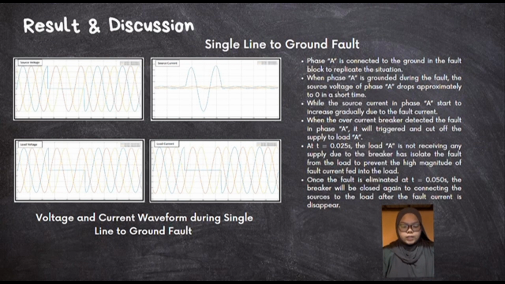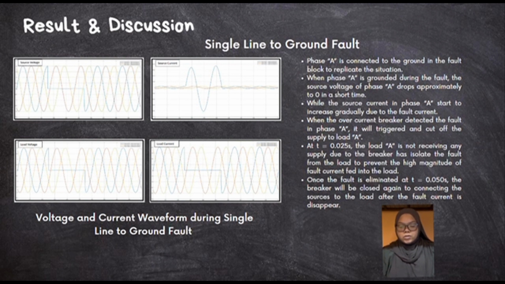When the circuit breaker detected the fault in phase A, it will trigger and cut off the supply to load A. It can be observed in the load voltage and load current in this figure, where at t equal to 0.025 second, the load A is not receiving any supply due to the breaker has isolated the fault from the load to prevent the high magnitude of fault current fed into the load.